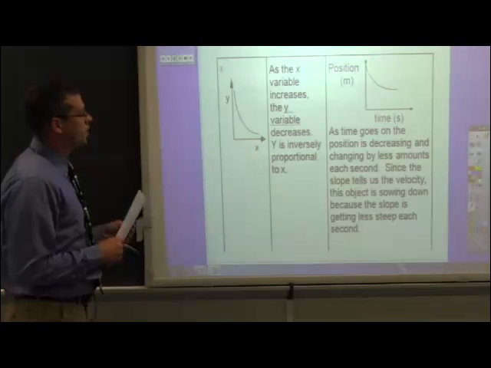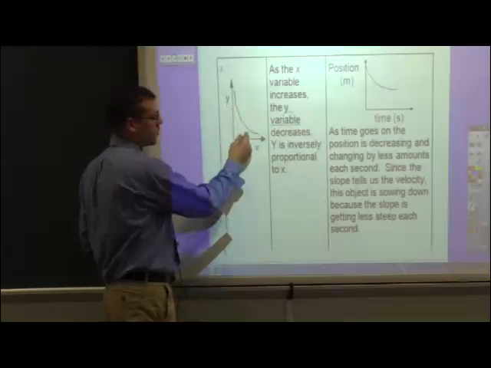Okay, the third shape you may encounter is almost like a curved shape here.